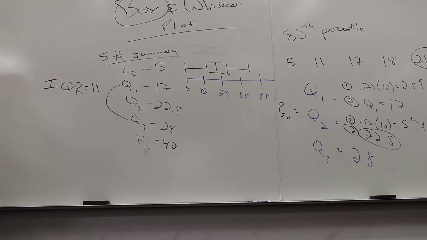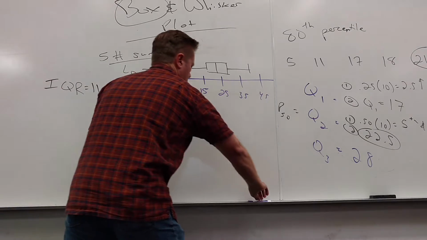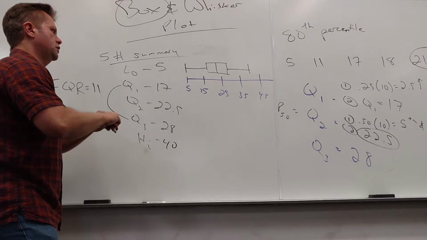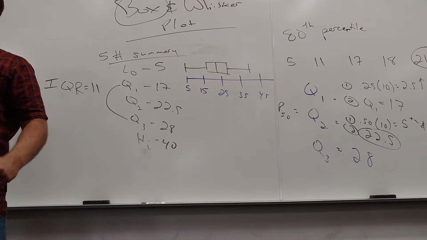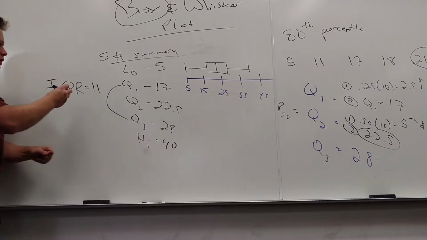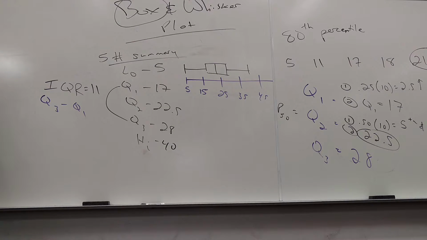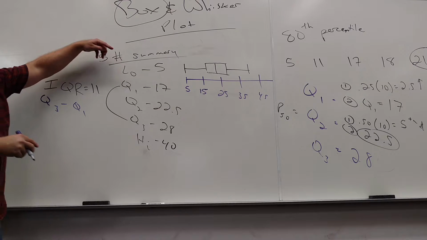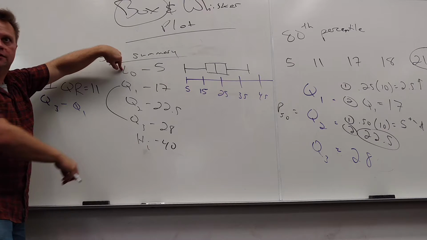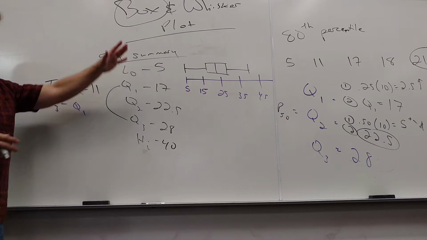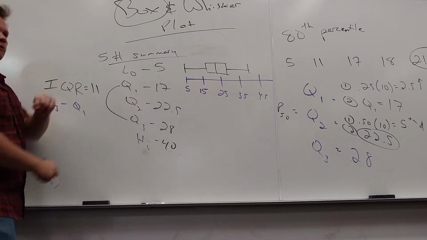So let's say this is, oh, 28 minus 17, yeah. The interquartile range is Q3 minus Q1. Always. That's what it's defined to be. It's one step in from the range, which is high minus low. It's the inner quartiles, Q3 minus Q1. The range is like Q0 and Q4, if you want to get crazy.